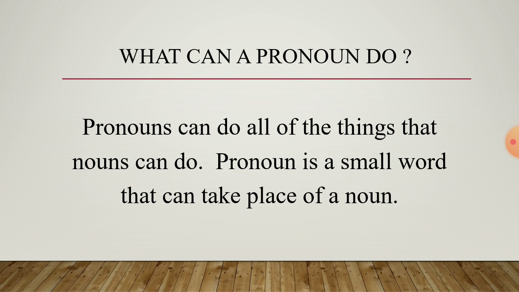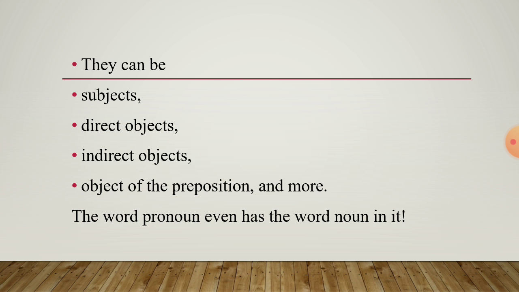Now, what can a pronoun do? A pronoun can do all of the things that a noun can do. Even though the pronoun may be a small word, it takes the place of a noun. A pronoun can be used in the places of a subject, a direct object, an indirect object, object of the preposition and more. The word pronoun even has the word noun in it. With this, it is clear that a pronoun is a substitute for a noun.